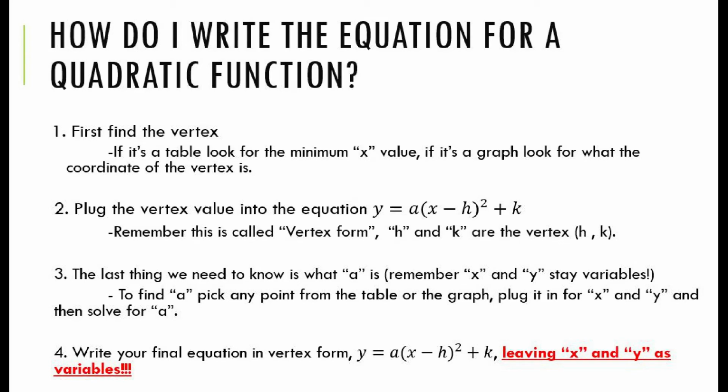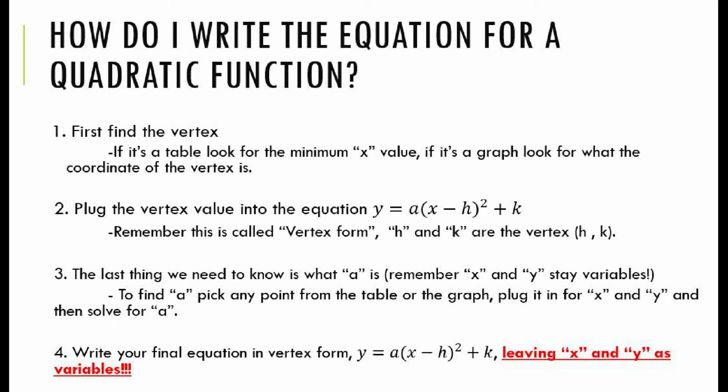Okay, in this video we're going to work on target 3, which is writing the equation for a quadratic function. Okay, so that is our essential question. How do I write the equation for a quadratic function? Our first step is to find the vertex. So when you're looking at a table, you're going to look for the smallest x value. Okay, that's the point where the graph turns and is our vertex.